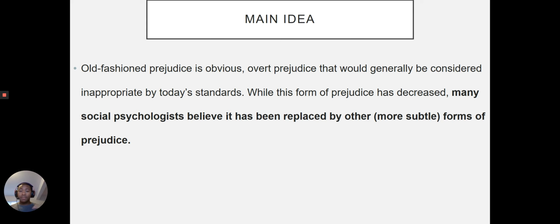Okay, and the main idea here is that old-fashioned prejudice is obvious, overt prejudice that would generally be considered inappropriate by today's standards. And even though this form of prejudice has decreased, many social psychologists and others in other professions would say that it's just been replaced by other more subtle forms of prejudice. We will look at two of those for the remainder of this week.